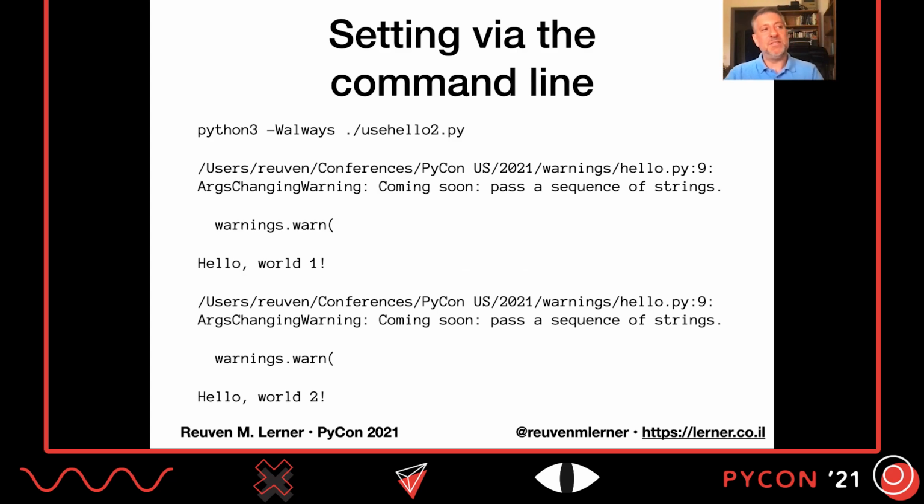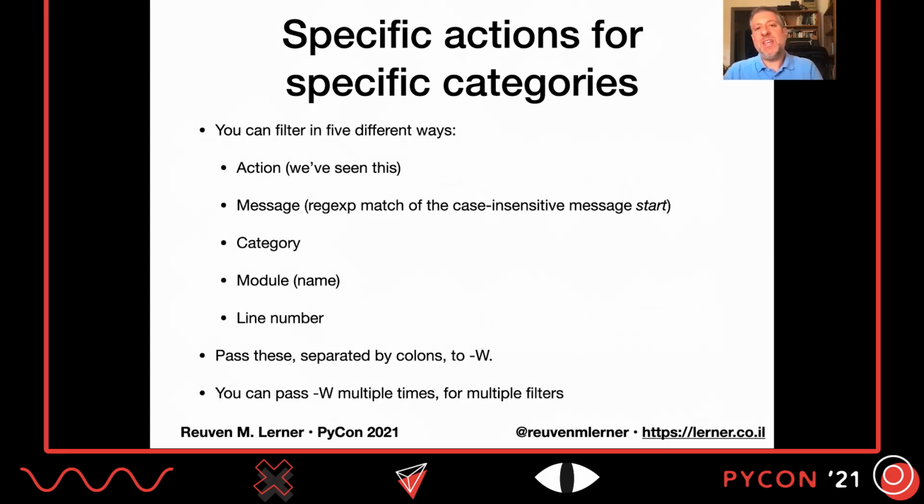So if I now say python3 -W always for hello2.py, what it's going to show now is both times that we called hello world. I only set it to be stack level 1, so it's going to show us warnings.warn and the file in which that's defined, which is fine. Now, the thing is, you can filter in a lot of different ways.